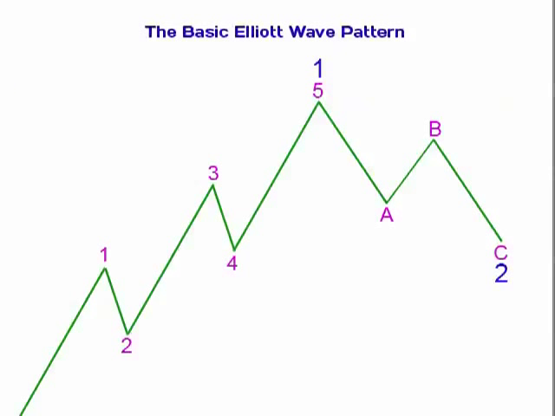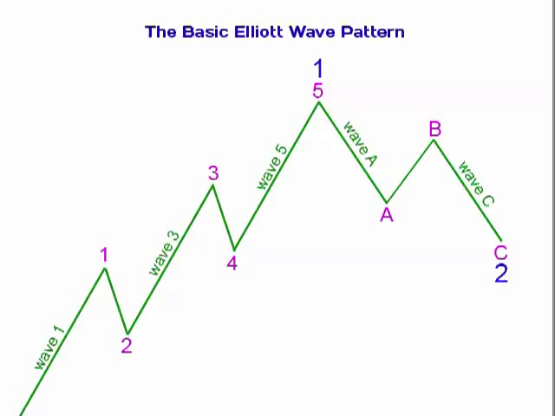Within the basic Elliott wave pattern, we will always find a motive wave in the wave 1 position. We will always find a motive wave, and it must be an impulse, in wave 3 position. We will always find a motive wave in a wave 5 position. We will mostly find a motive wave in a wave A position, and we will always find a motive wave in a wave C position.